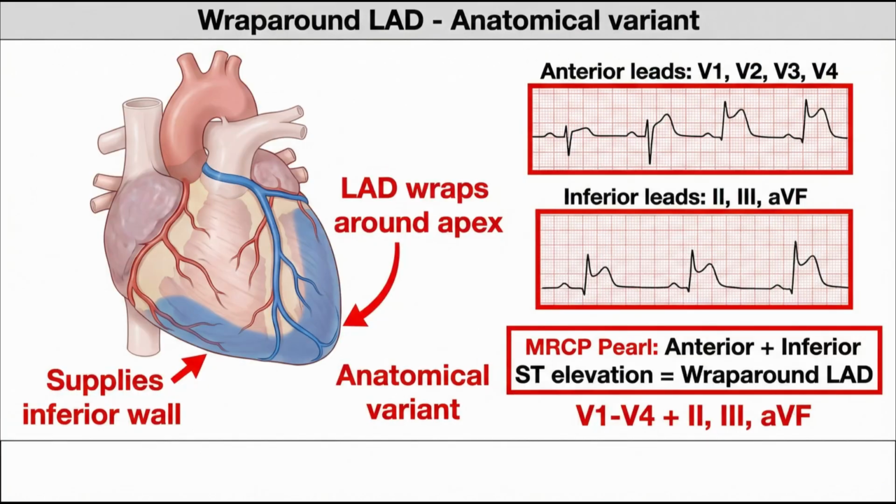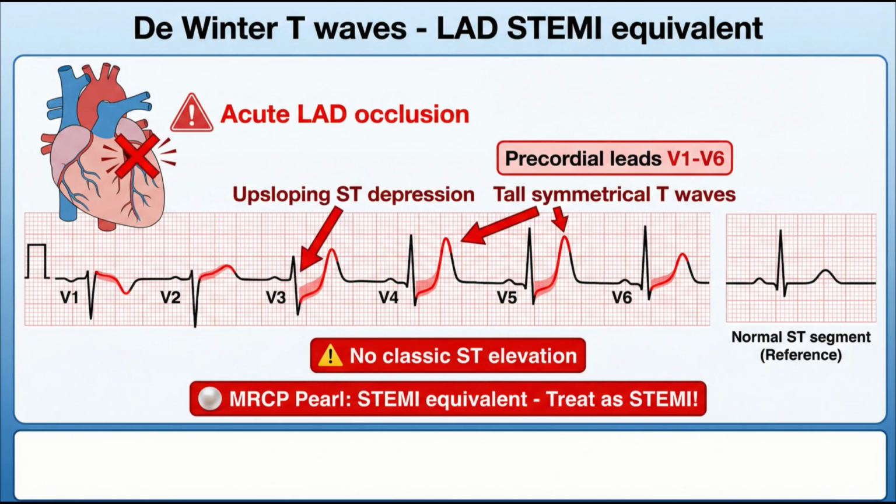A wraparound LAD is an anatomical variant in which the LAD wraps around the apex and supplies part of the inferior wall. In an exam question, this presents as simultaneous ST elevation in anterior leads V1 to V4 and inferior leads 2, 3, and aVF. Another LAD STEMI equivalent is De Winter T waves, characterized by upsloping ST depression with tall, symmetrical T waves in the precordial leads, indicating acute LAD occlusion despite absence of classic ST elevation.